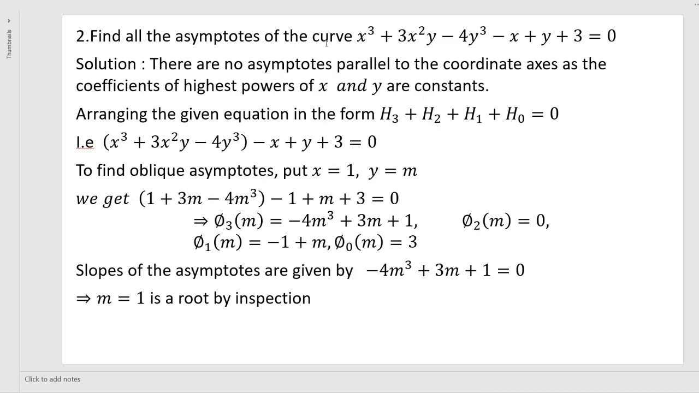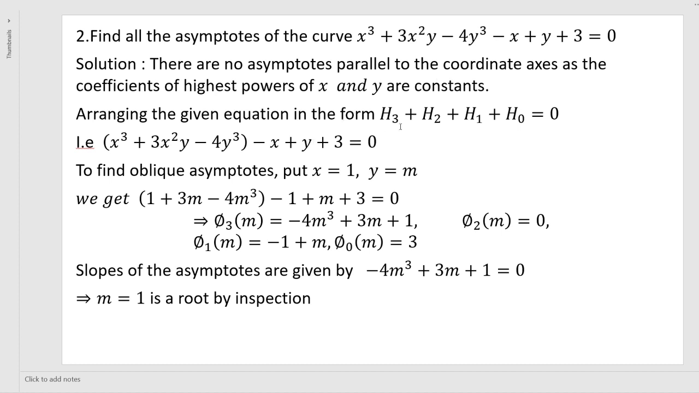Next, find all the asymptotes of the curve x cube plus 3x square y minus 4y cube minus x plus y plus 3 is equal to 0. Here the highest power of x is x cube and their coefficient is 1. Therefore, there is no asymptote parallel to the x-axis. Also the highest power of y is y cube, and their coefficient is minus 4, a constant. Therefore, there is no asymptote parallel to the y-axis. There is no asymptote parallel to the coordinate axis.